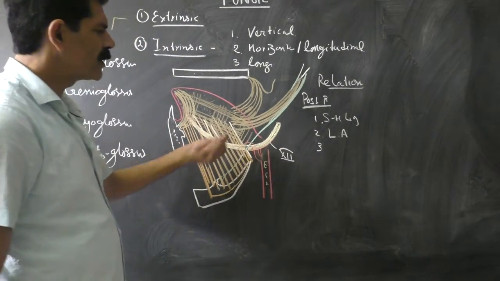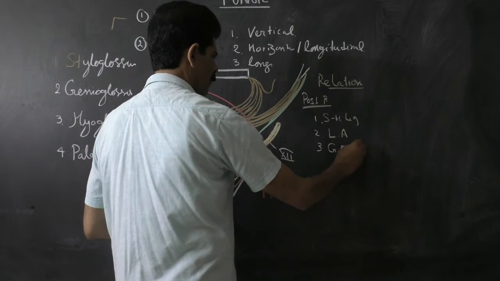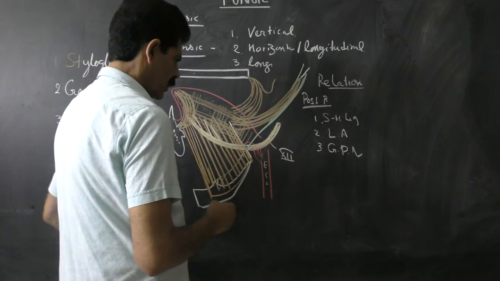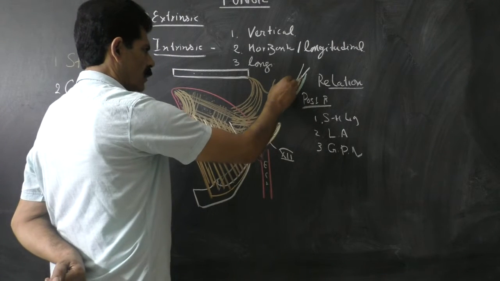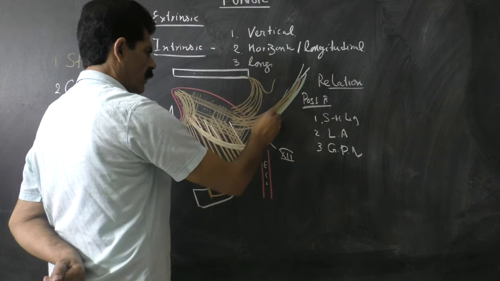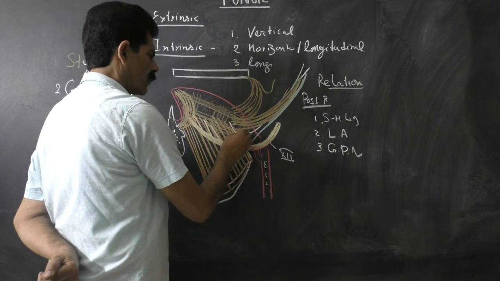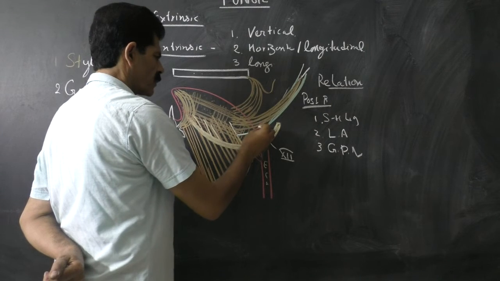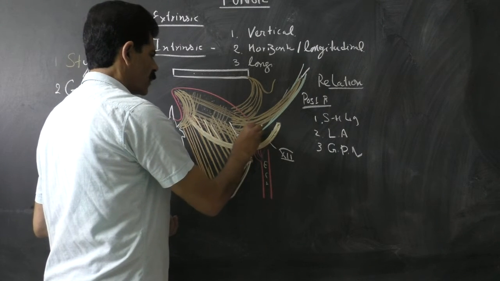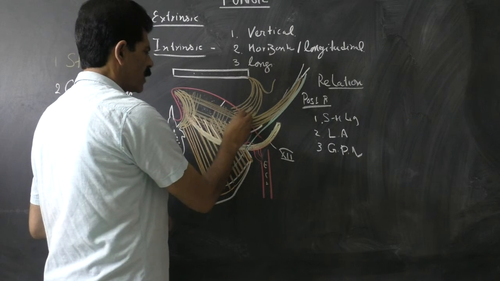The third thing on the posterior border is related to the glossopharyngeal nerve. So the glossopharyngeal nerve comes downward in relation to the stylopharyngeus muscle, and then it also goes deep to the hyoglossus after passing behind its posterior border. So this is the ninth nerve, the glossopharyngeal, is also related to the posterior border because it has to supply the posterior one-third of the tongue.